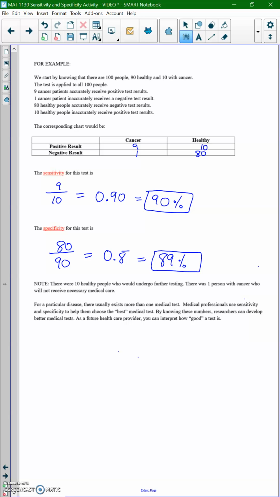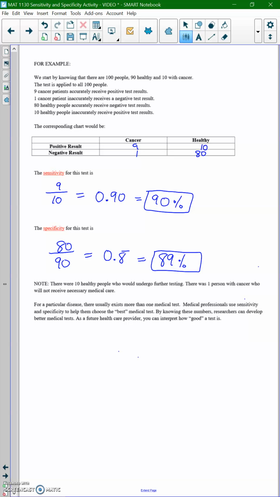So we note here that there were 10 healthy people who would have to undergo further testing because they tested positive for cancer when they didn't actually have it. In that further testing, hopefully they're going to catch that these people don't have cancer and let them know, no, you are okay, you are healthy. Now, on the opposite end, there's also one person with cancer who's not going to receive the necessary medical care because only 90% of the people are being caught. Since there were 10 people with cancer, there was one person who we told, you're in the clear, you're cancer-free, when actually they did have cancer.